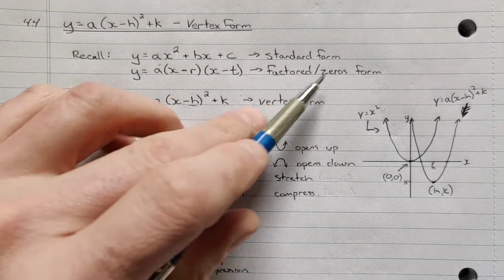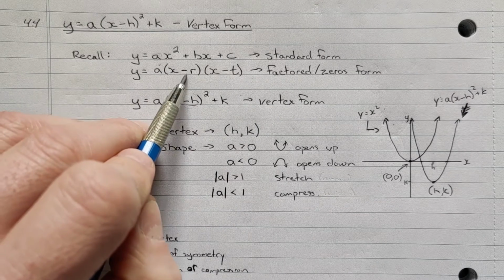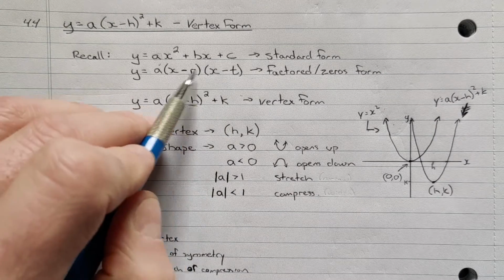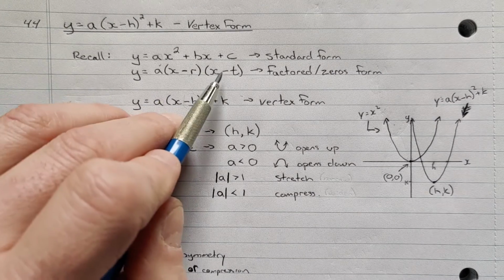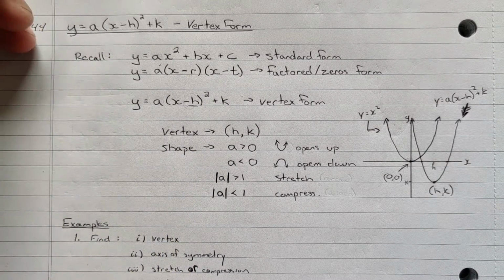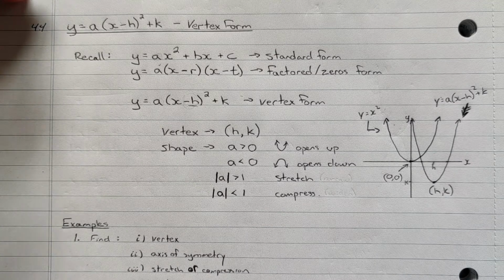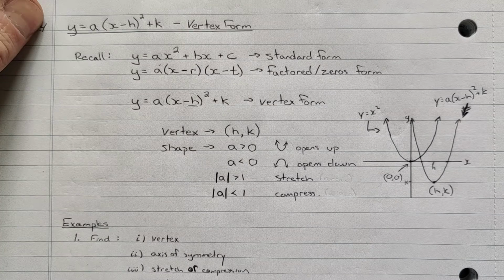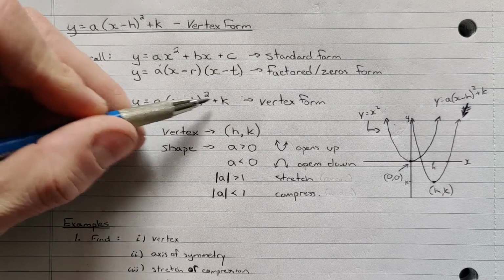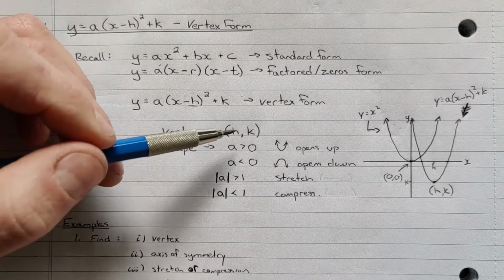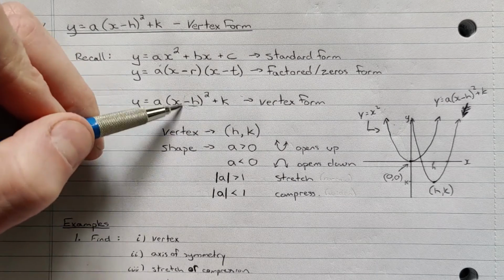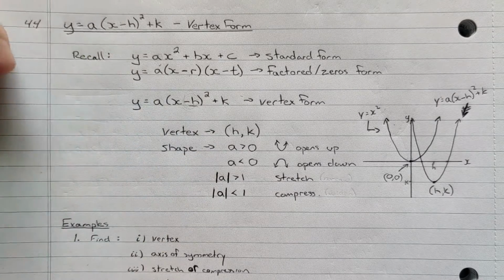Our factored form, or zeros form, is a, and then in brackets x minus r, and in brackets x minus t. That will give us the zeros of the equation, which we'll talk about in another lesson. But it's just our factored version of our trinomial above. And then in this case, we're working with what's called the vertex form. This one allows us to look at the equation and find the vertex of the parabola simply by taking the h and k and plopping them into a set of brackets. So h is our x value and k is our y value. Note that it's negative h here, so when it comes out it actually flips the h.